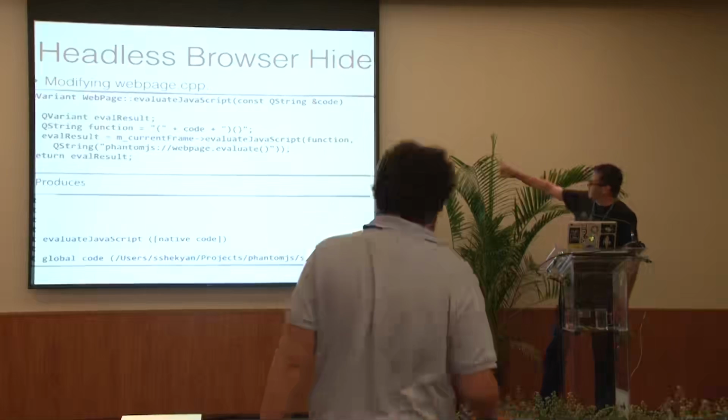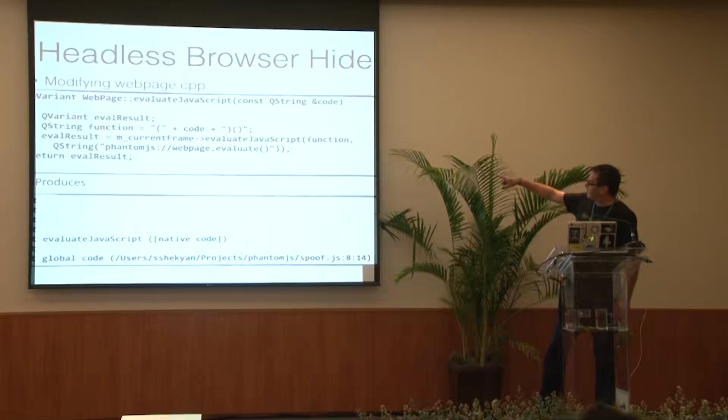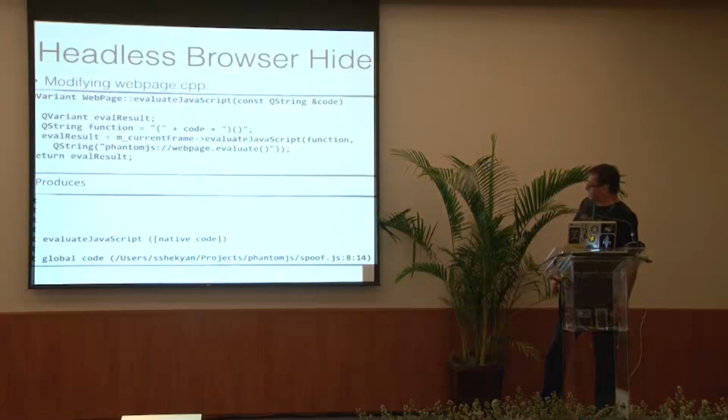Actually, in that first block, the sixth line, that QString Phantom.js, blah blah blah, web page evaluate. If you comment out that line, it pretty much hides Phantom.js traces anywhere in the stack trace. So the stack trace thrown by Phantom.js would look like this text in the second box. It doesn't have any references to Phantom.js, but still it doesn't look like a real browser stack trace.